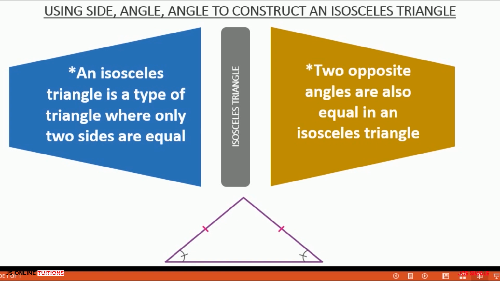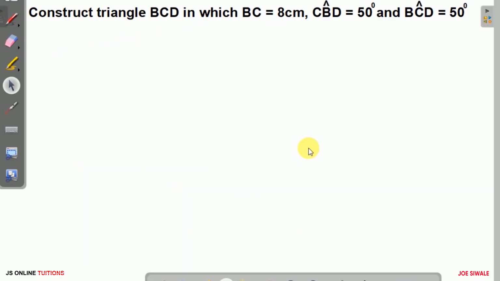So let us look at an example that's going to help us understand this concept. Construct triangle BCD in which BC is equal to 8 centimeters, angle CBD is 50 degrees, and angle BCD is 50 degrees. So the first thing that we're going to do is to construct line BC, which is equal to 8 centimeters. So let us do that.